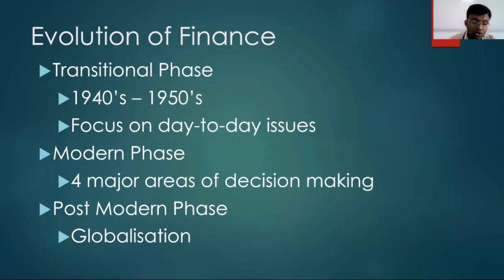So in the modern phase, there were four major areas that the business would deal with. The four areas are investing, financing, working capital, and then dividend decisions. I'll be talking about that a little later.